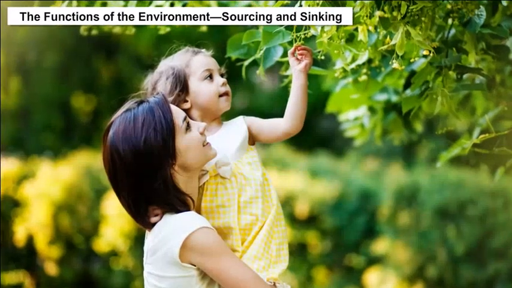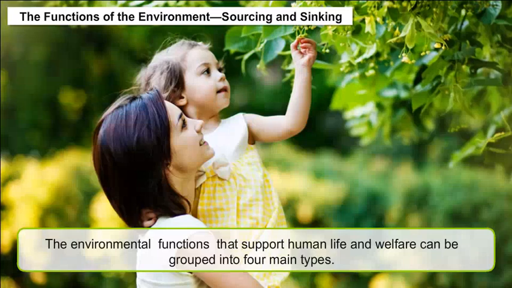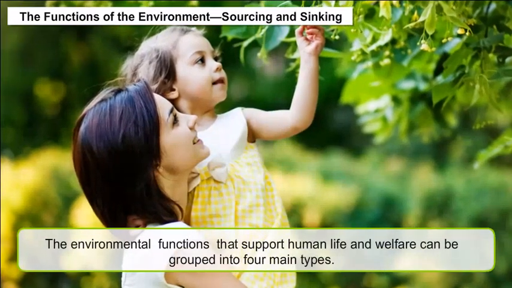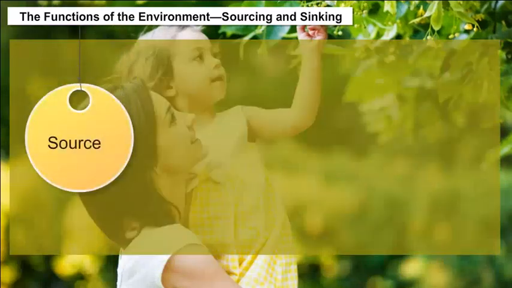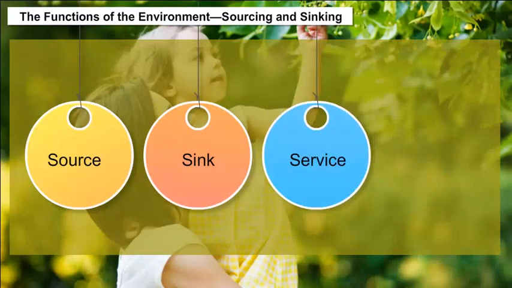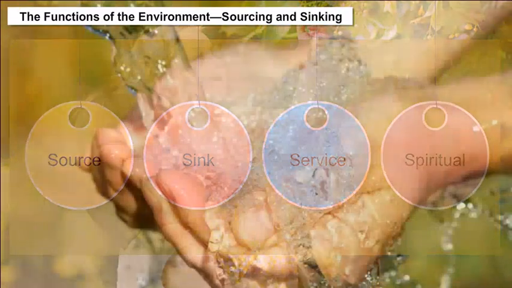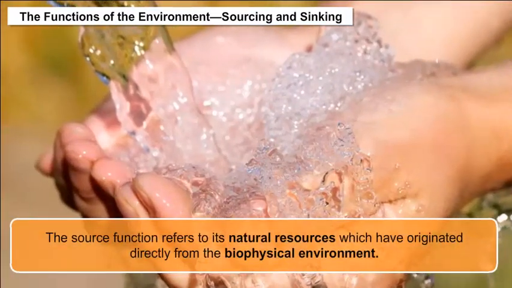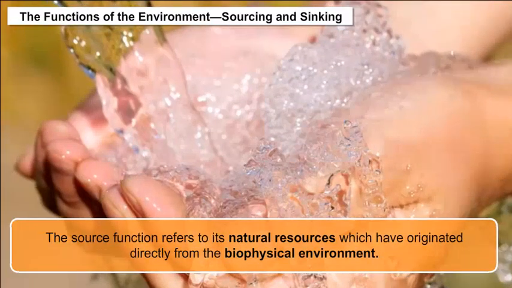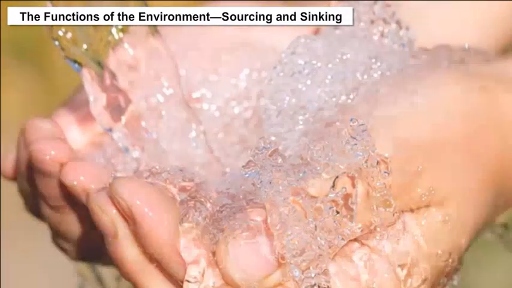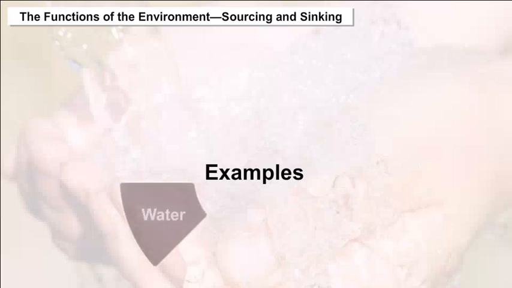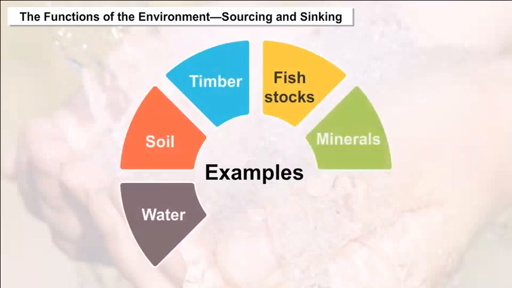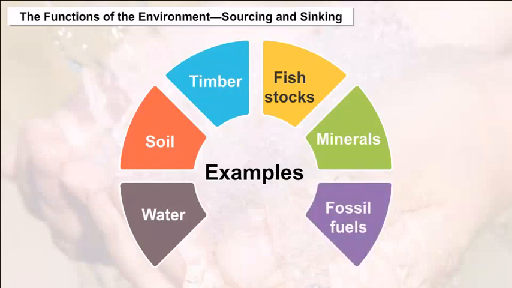Sourcing and sinking. The environmental functions that support human life and welfare can be grouped into four main types: source, sink, service, and spiritual. The source function refers to natural resources which have originated directly from the biophysical environment. Examples include water, soil, timber, fish stocks, minerals, and fossil fuels.